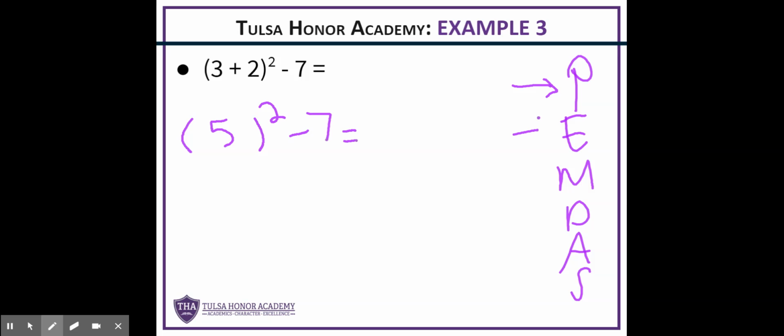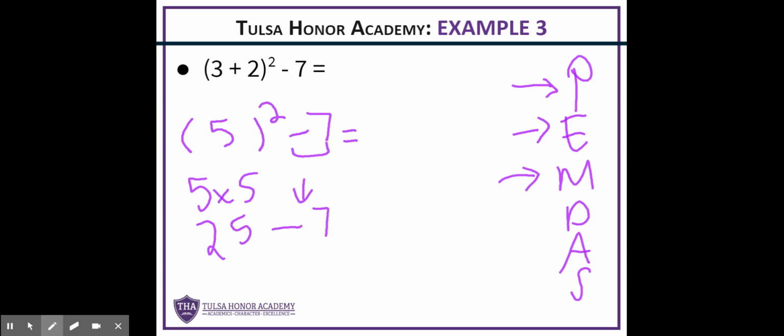Next, do we have exponents? Yes, we do. So let's do that exponent. 5 squared, or 5 to the power 2, is just 5 times 5, which equals 25, minus 7. And I just keep bringing whatever I didn't do down. Do we have multiplication? No, we don't. Do we have division? No, we don't. Do we have addition? No, we don't. So then we go to subtraction. 25 minus 7 equals 18. So that is our answer for this one.